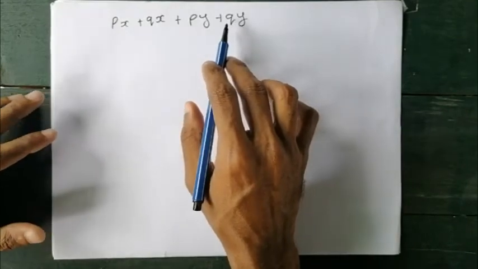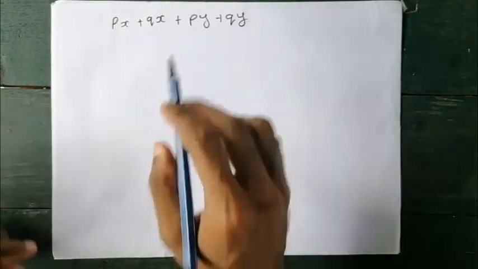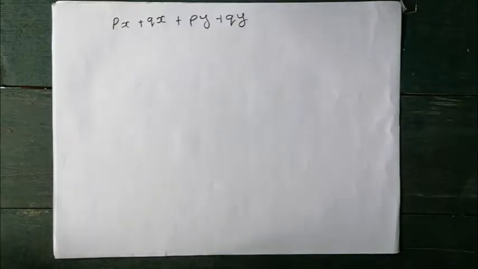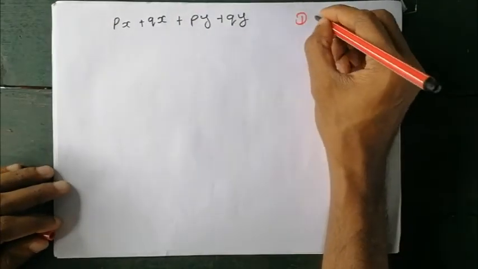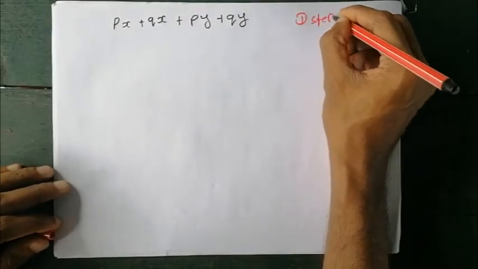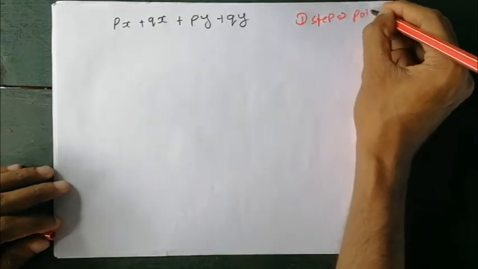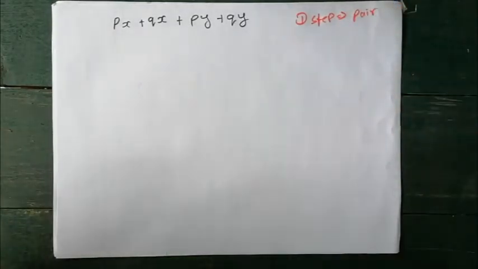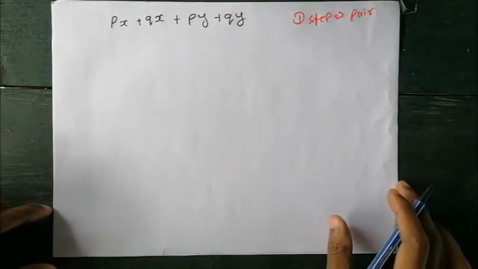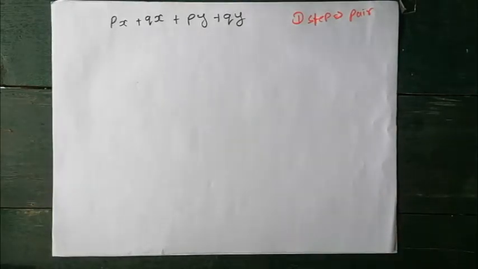So I am going to pair in the first step. The first step is always that we need to get a pair using these 4 terms. So I am going to do the pairing, just not in the given order.